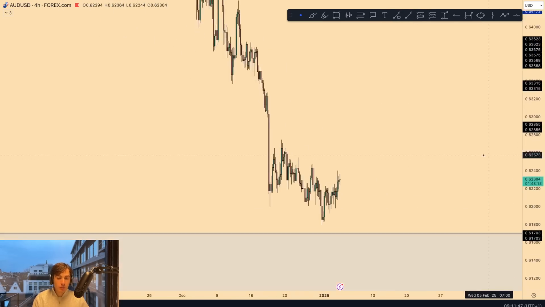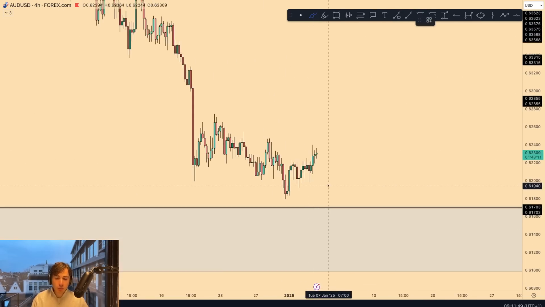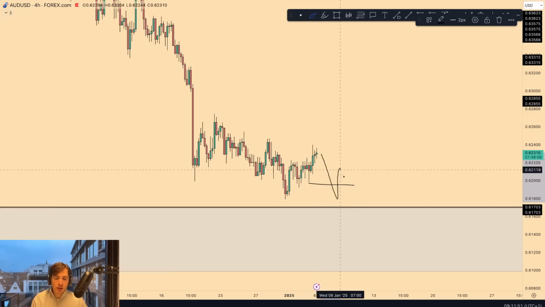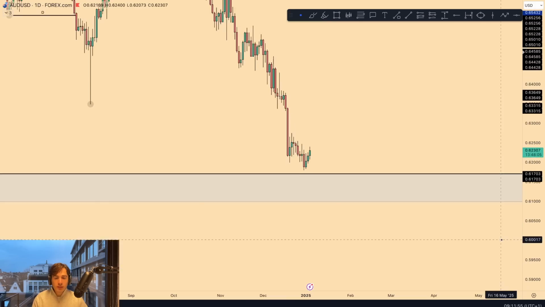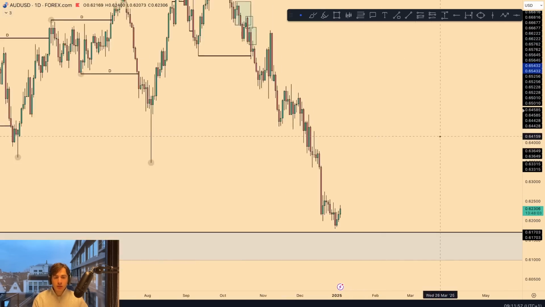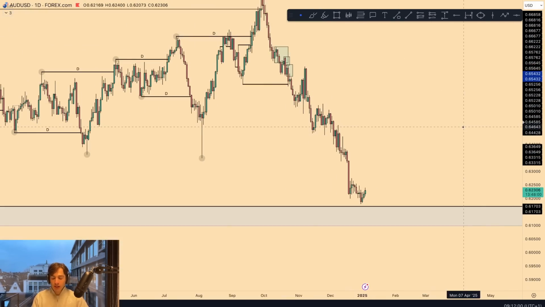But if it really wants to continue down lower, it should give us that bearish momentum, break the 4-hour fractal low, and then we get into a short. Okay, as simple as that. So let's wait for that to happen. And yeah, for now, it's just a waiting game on AU as well.